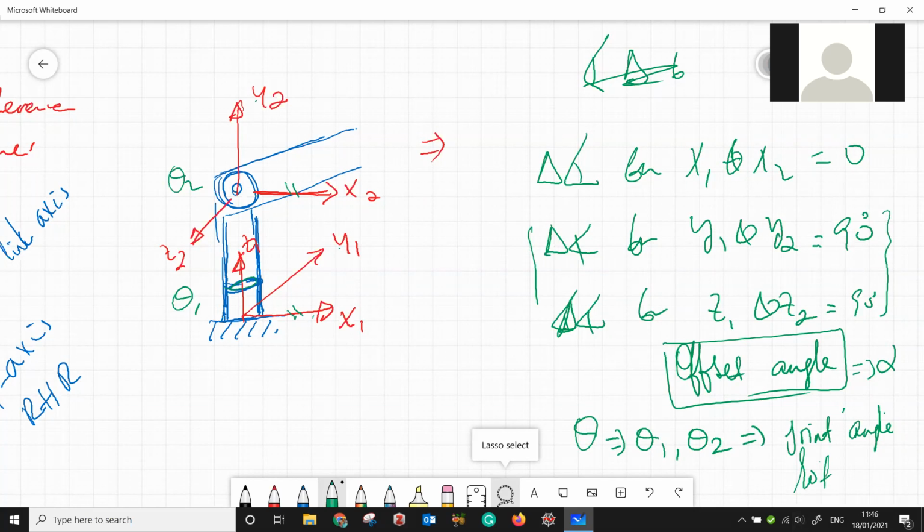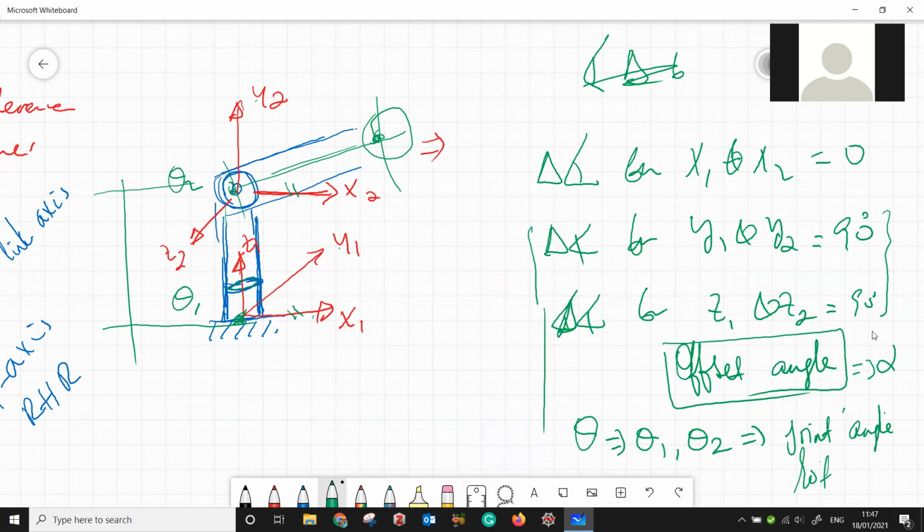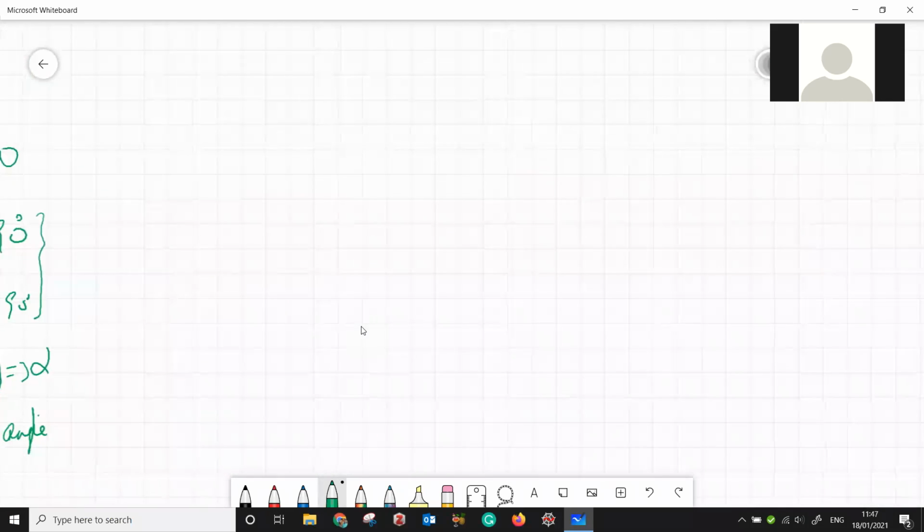Now the distance between the first link joint and the second joint, between this and this, we may call the link length. And the distance between the next joints here, we can also call the link length, and so on.